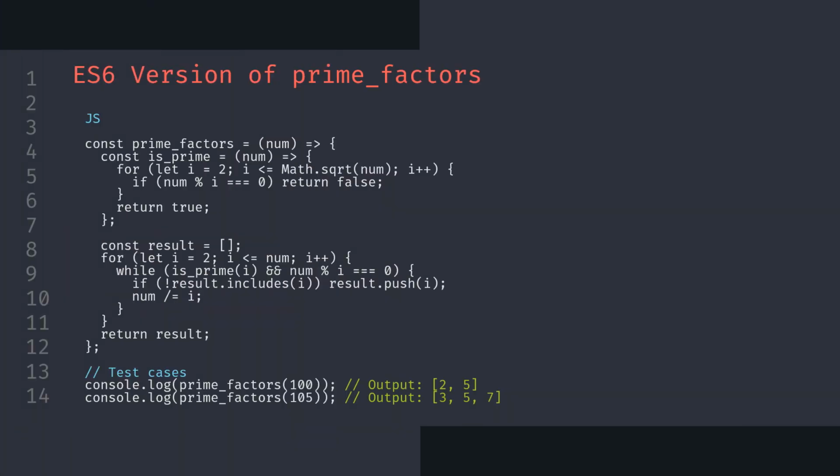The ES6 version uses arrow functions to make the code cleaner and more concise. The logic remains the same. Loop through possible factors, check if they are prime, and add them to the result array if they divide the input integer.